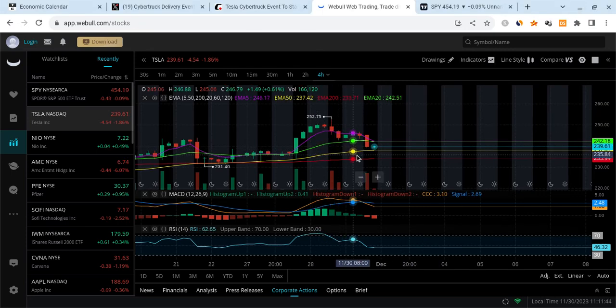This one, I'm going to be breaking down what's going on with TSLA, SPY, and a couple of other tickers. I'm going to be talking about the Cybertruck event that's coming up very soon, and also the economic calendar, as we have more information coming out for tomorrow. I'm going to be talking about the charts as well.